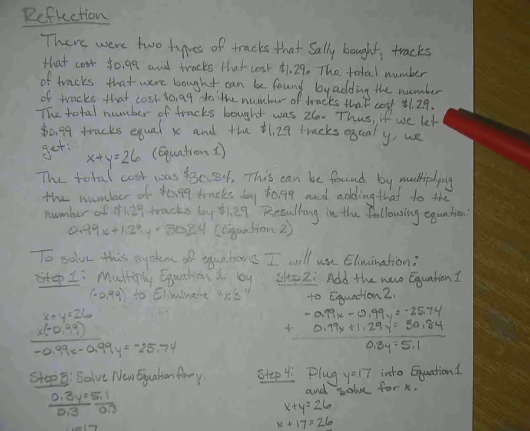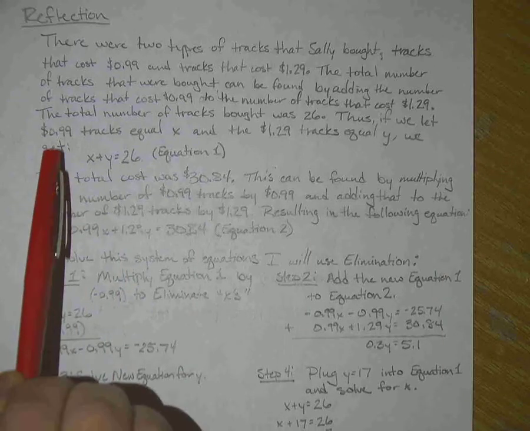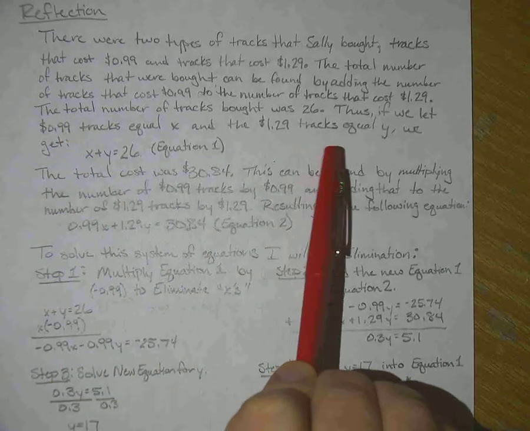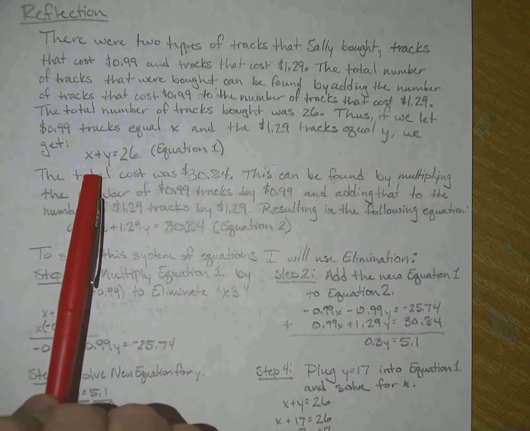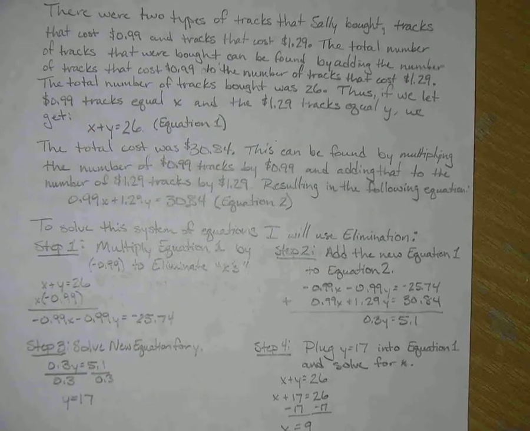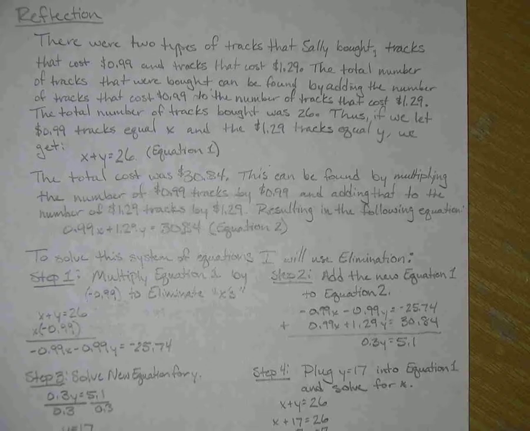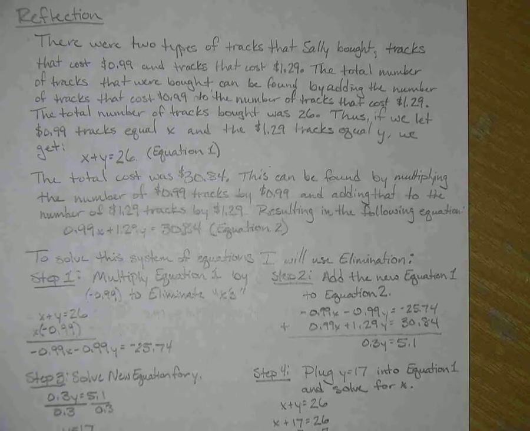The total number of tracks that were bought can be found by adding the two types of tracks, the 99-cent and the $1.29. The total number of tracks that was bought was 26. Thus, we let X be the 99-cent tracks and the 129 tracks be Y. And we get our new equation 1. So notice I'm going into very gory detail here on how I'm getting my equations. That is imperative on the reflection. If you don't talk about your equations again, you won't pass the reflection. If you just assume that your equations were true, that's not going to get you a good score.